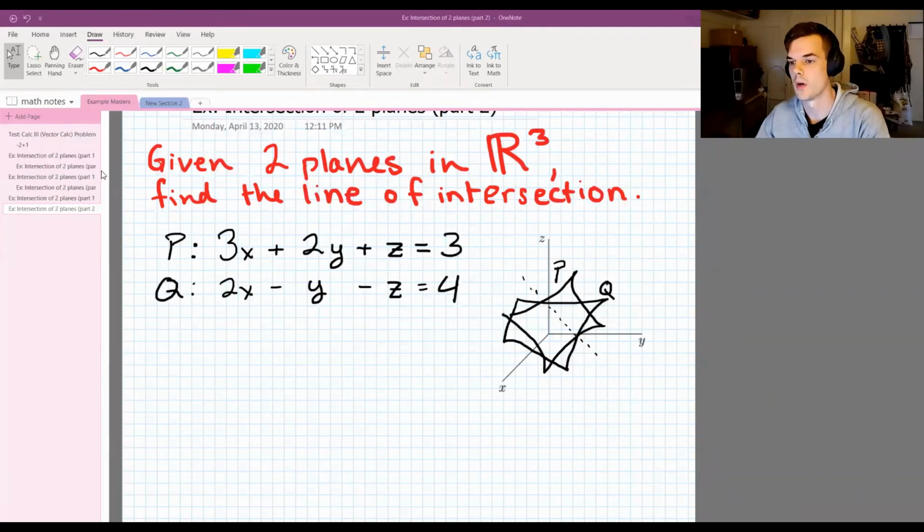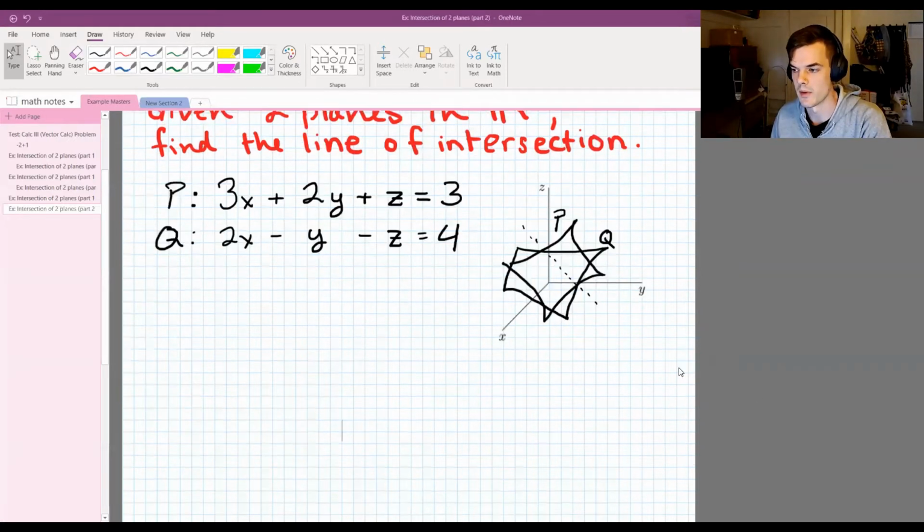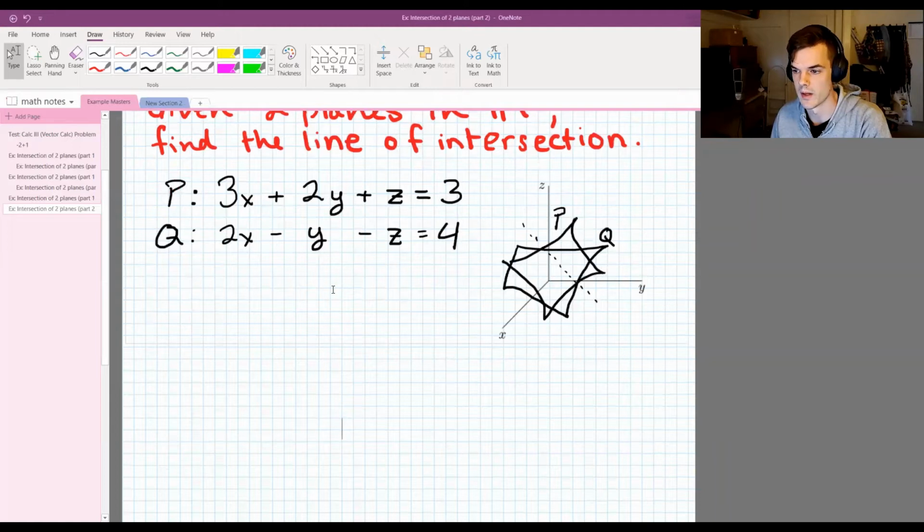Okay, so in part one, I showed you guys how to find the line of intersection between two planes using a system of equations method, and we found the answer in parametric form. So here I'm going to show you a different way to approach this problem using the cross products of vectors, and it's going to give us an answer in vector form. So check out part one if you want to see that.